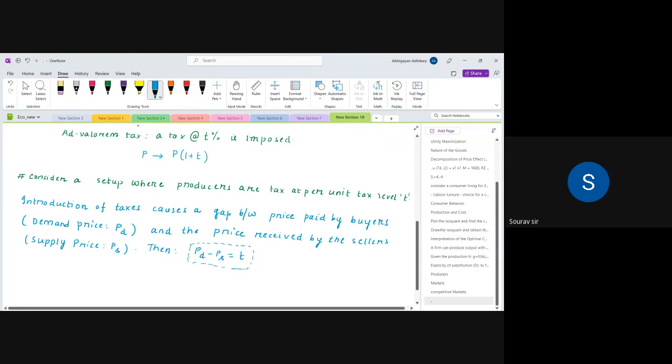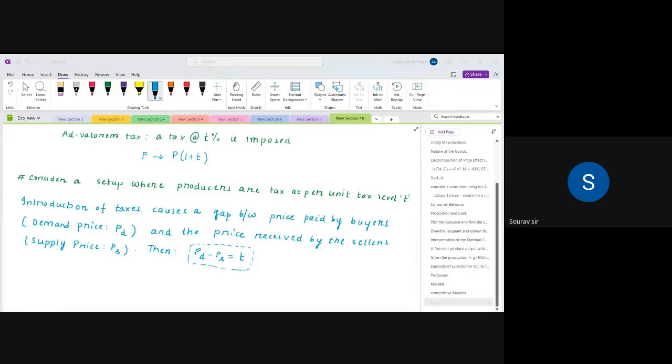Right? Can all of you understand this? Can all of you confirm with a yes or no if the last expression that I've written makes sense? PD is the demand price or the market price at which the goods are being sold. Now the producer has to pay T units of tax to the government. So what was the producer getting? It is PD minus T, or essentially the difference between the demand price and the supply price is T. Is it fine? Any questions? All right. So this is essentially the relation between the two prices that we are seeing.